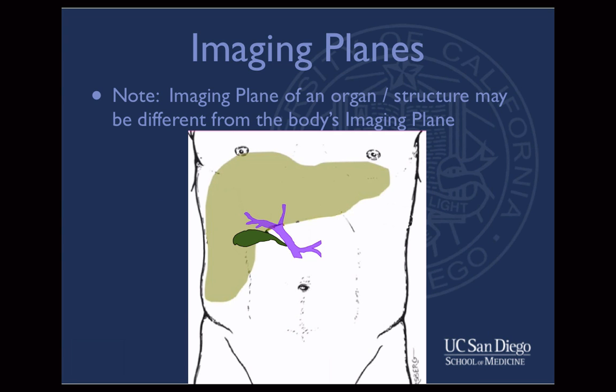An important concept to keep in mind is the imaging plane of an organ or structure in the body may vary from the body's imaging plane. An example of this is the long axis of the portal vein, which runs its course at an angle.